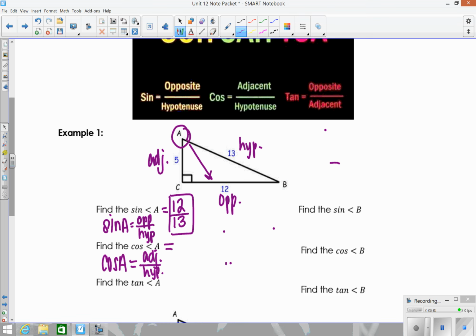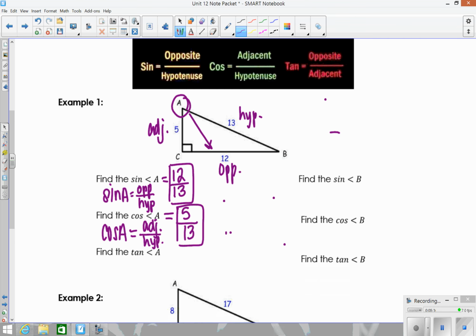So adjacent is 5 over hypotenuse, which is 13. So 5/13 is equal to the cosine of that angle A. And then tan is equal to opposite over adjacent. So opposite angle A over the adjacent.